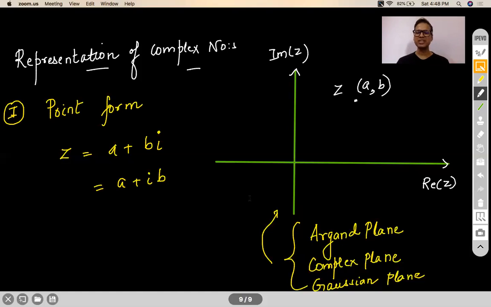Later on, when we learn applications of complex numbers in geometry, we will see how the section formula, etc., can also be used on it. Distance formula, section formula, absolutely Anurag, they will all work on it. Any questions here?